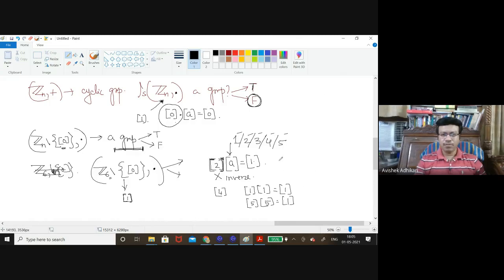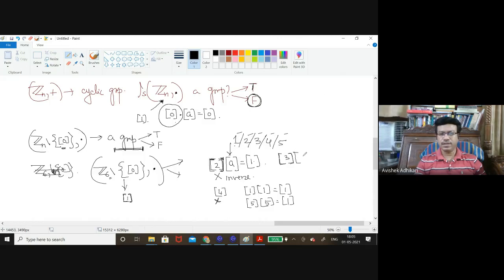Okay. And what would be the, let's check. For 4, you can check on your own that it cannot have an inverse. Let's check what about 3. What would be the inverse of 3? So start with 1, it would be 3.